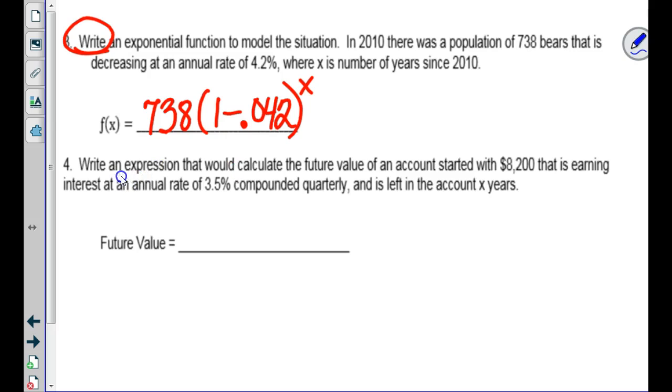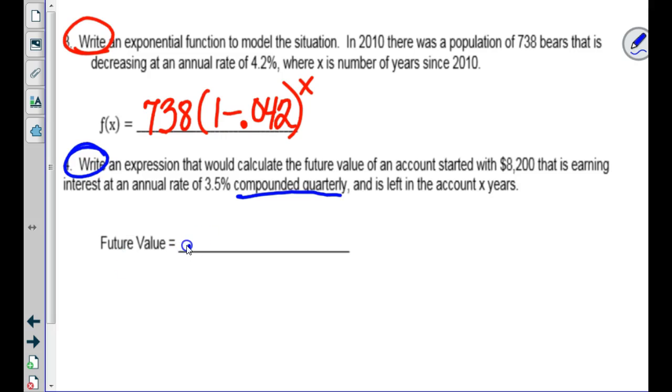It's an easy question. Write an expression that would calculate the future value of an account starting with $8,200 that is earning interest at an annual rate of 3.5% compounded quarterly and is left in for X years. Not a finance question, not even a calculator question, because it just says write an expression. All right, read it carefully, because it could be like a continuous interest question tomorrow or something, but this one is just compounded quarterly. So what's this going to look like? Anybody?